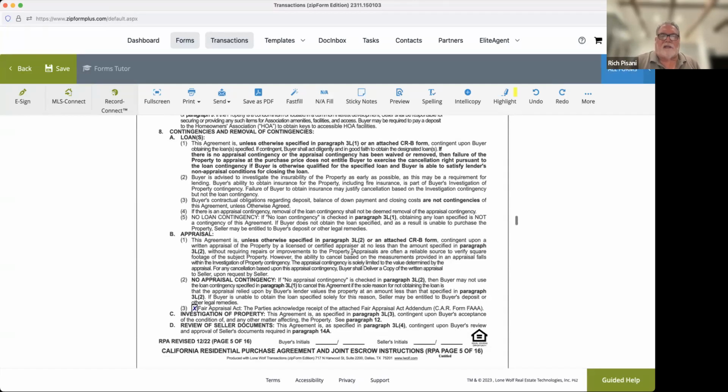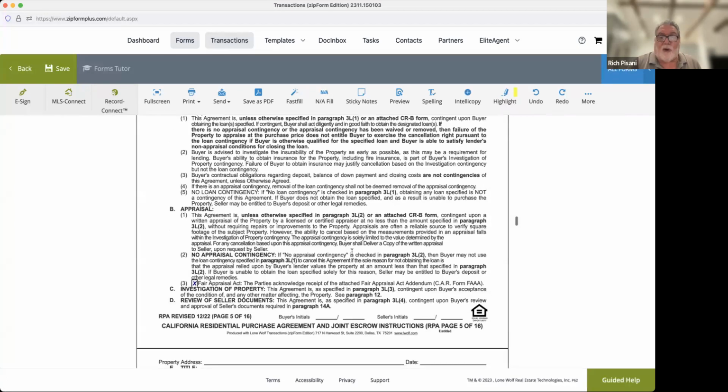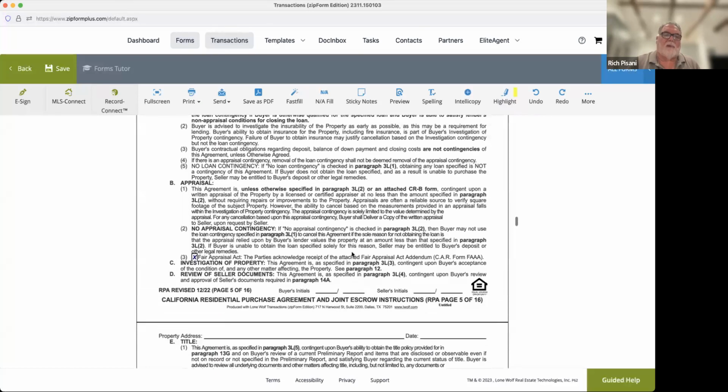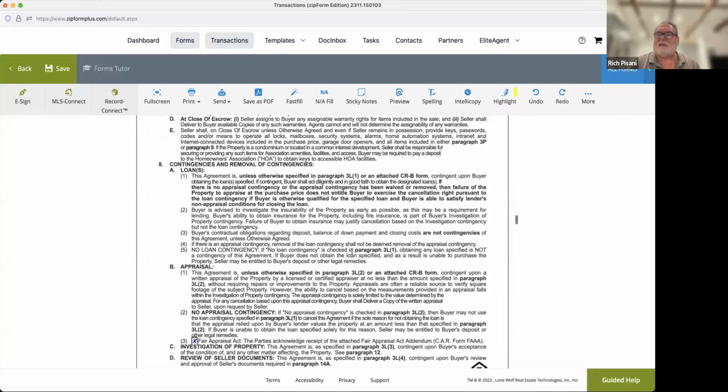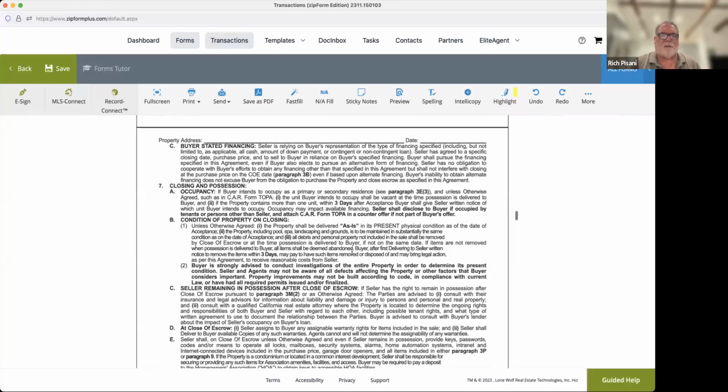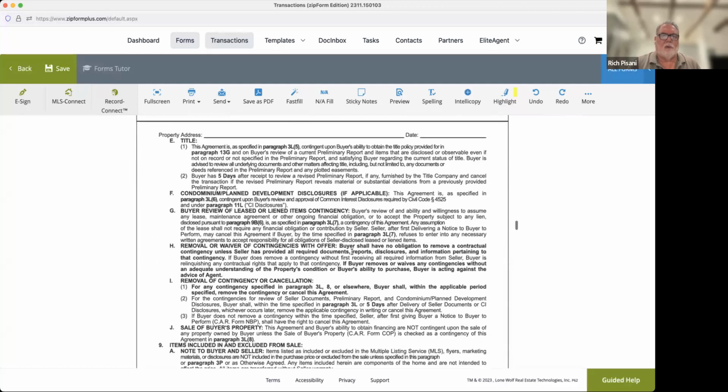All right. Contingencies, loan contingencies, talks about appraisal contingencies, and we went over all of that. Investigation of property and review of seller's documents. So any questions on that? This page? Okay. Title. Talks about the title report. If your clients have questions about the title report, refer them to your title rep. Don't answer questions about title. Let the title company, that's what they're there for.